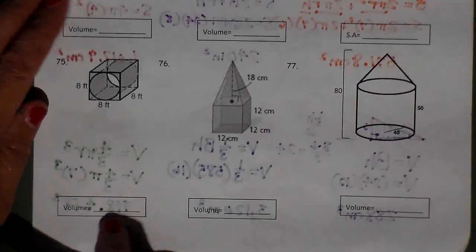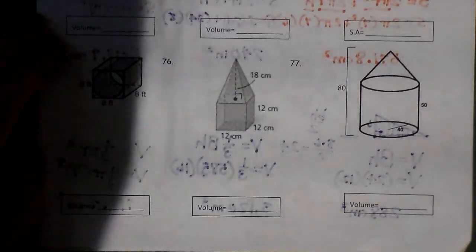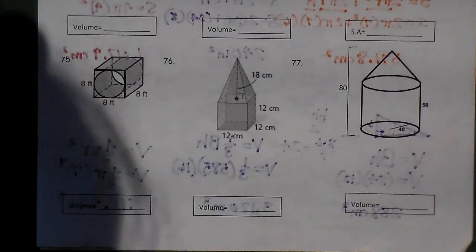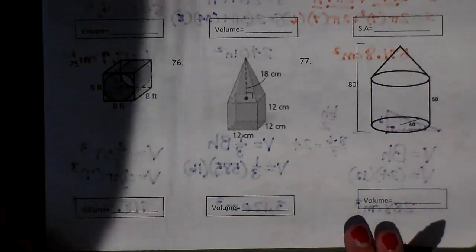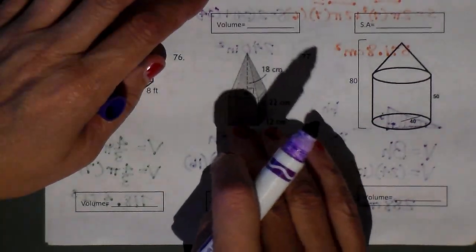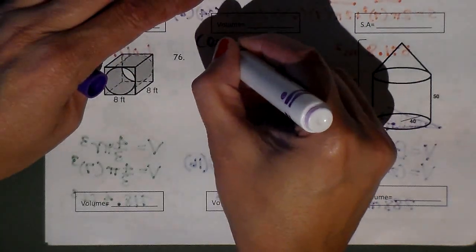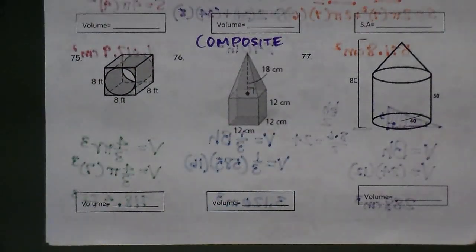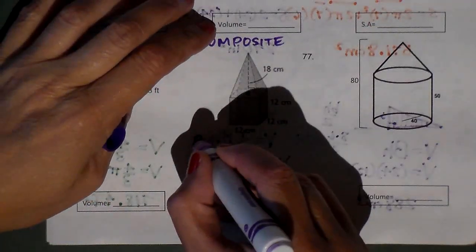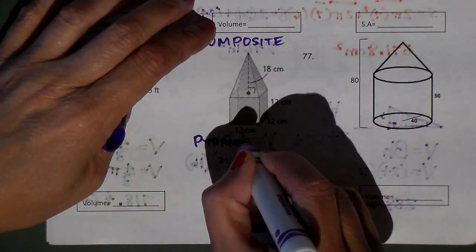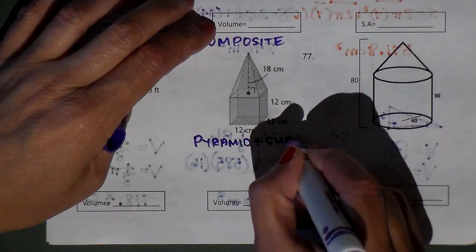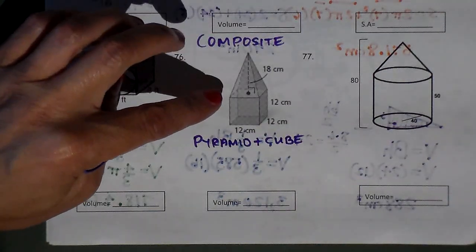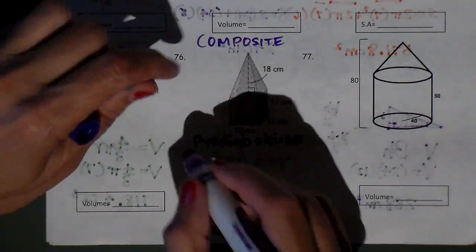Okay, so I'm going to find the volume of these guys down at the bottom that we kind of touched on in class. So we have here these composite figures. Remember we talked about composites? So these are composites. This guy is going to be a pyramid plus a cube, because we're looking at volume. So I'm going to find the volume of the pyramid.